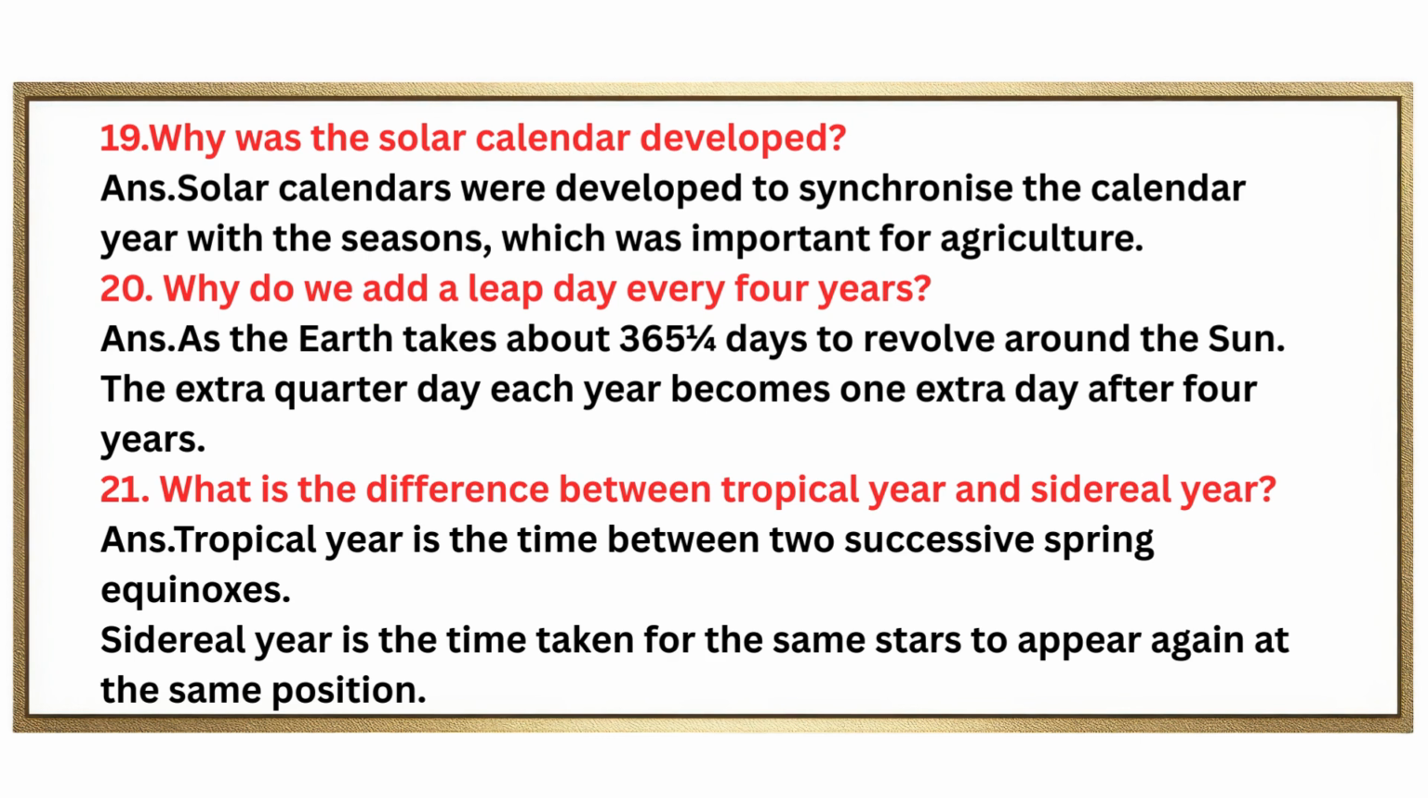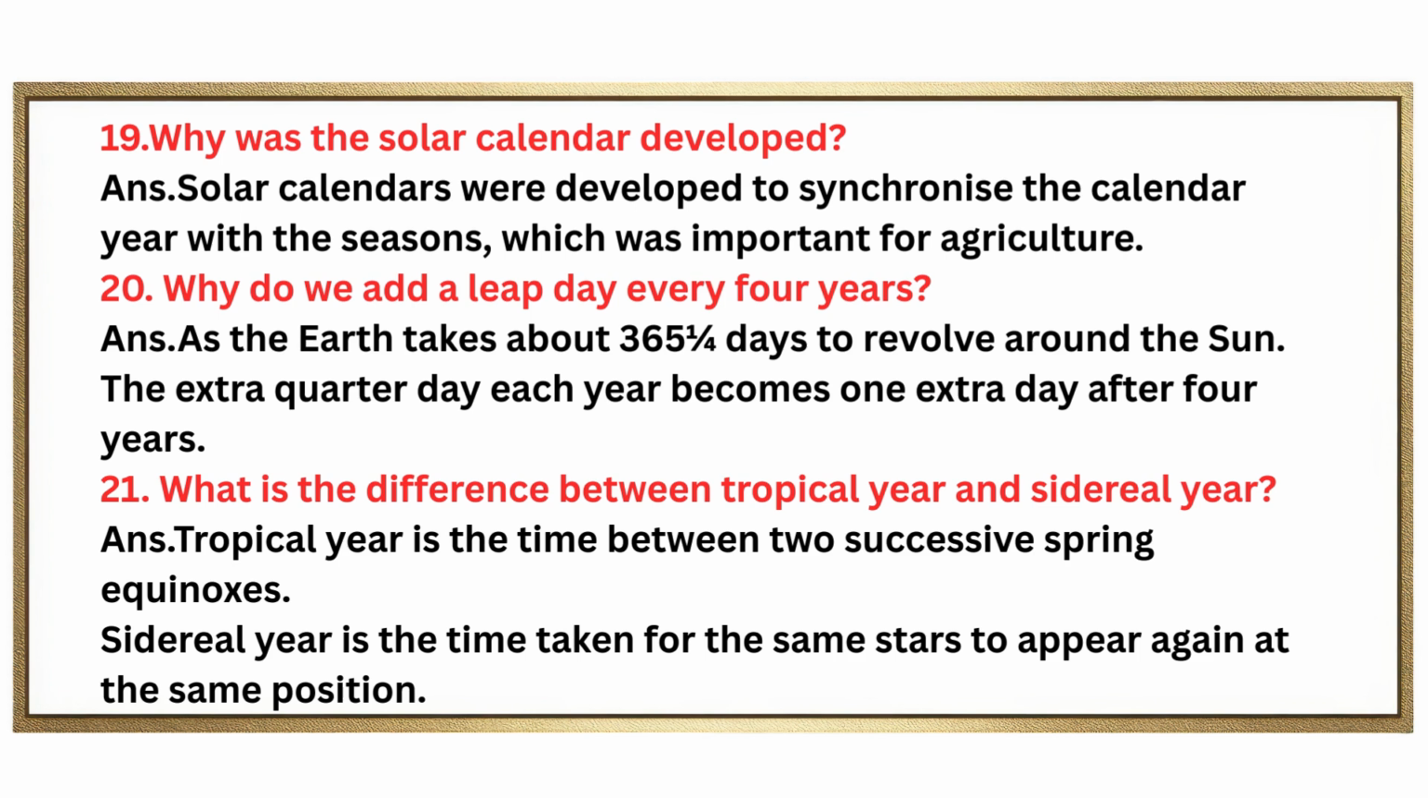Question number 19. Why was the solar calendar developed? Answer. Solar calendars were developed to synchronize the calendar year with the seasons, which was important for agriculture. Question number 20. Why do we add a leap day every 4 years? Answer. As the earth takes about 365 1/4 days to revolve around the sun, the extra quarter day each year becomes one extra day after 4 years.